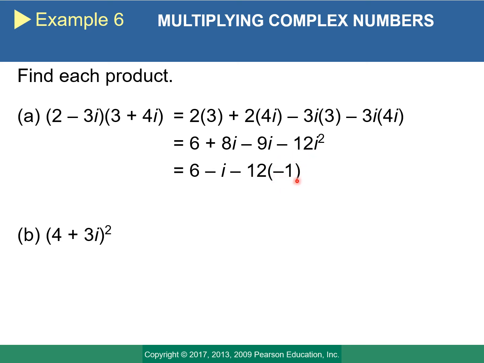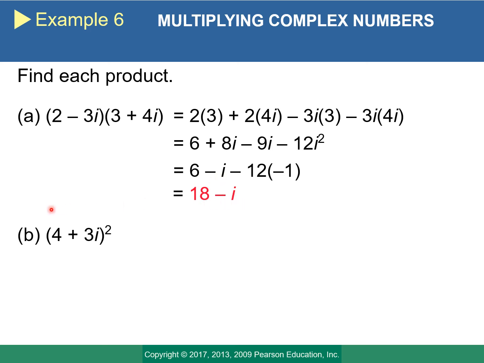So I would really recommend using parentheses when you substitute i squared for negative 1. If you don't use the parentheses, you might accidentally think you're subtracting 12 minus 1. So use parentheses. i squared is negative 1, so parentheses where i squared used to be. And then simplify. This becomes positive 12, so you add that to the real part, so 18, and then minus 1i.